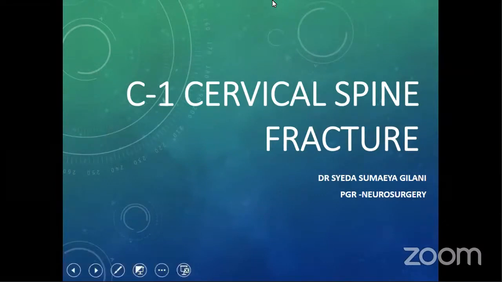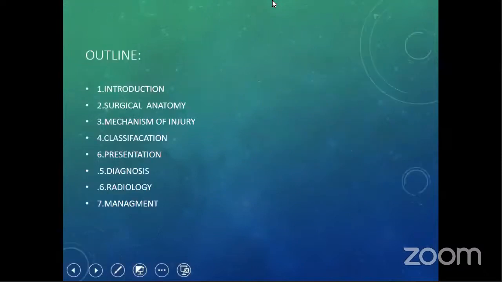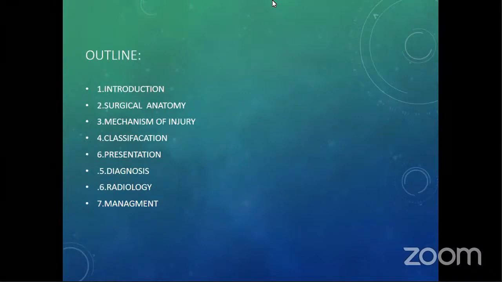Bismillah. I am Dr. Saida Sumaya Gilani, and the focus of our today's talk will be C1 cervical spine fractures. So let's start our presentation with a brief look at what we have in today's presentation. We will start with a brief introduction, and then we will revise the surgical anatomy related to atlas fracture. We will also try to find out what possible mechanism leads to injury of the atlas, and we will take a look at certain classifications that are there to classify atlas fracture.